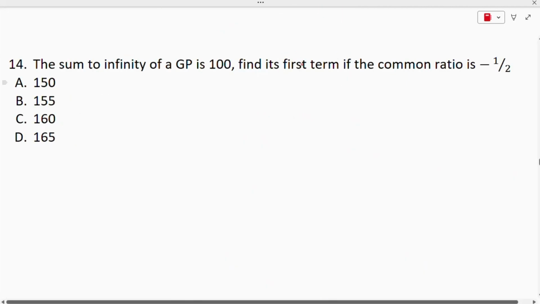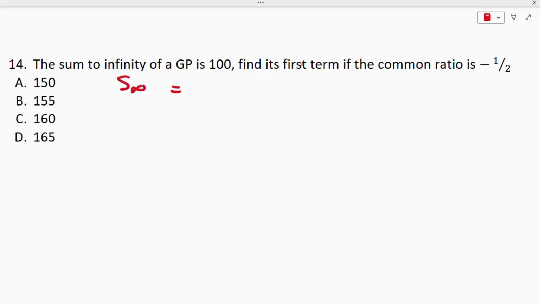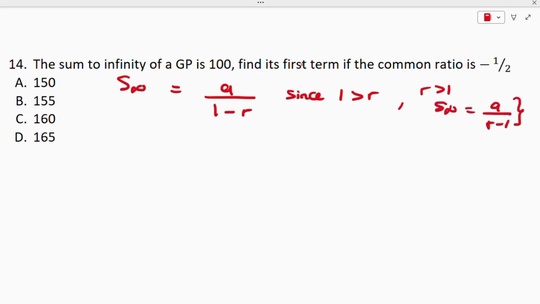Question number 14 says, the sum up to infinity of a GP is 100, where GP is the geometric progression. Find its first term if the common ratio is negative 1 over 2. Now the sum to infinity is given as a over 1 minus r, since from the question we know that 1 is greater than r, because the common ratio is -1/2. So 1 is greater than r. If it is r greater than 1, the sum to infinity will be given as a divided by r minus 1. So you want to take note of this formula right here.